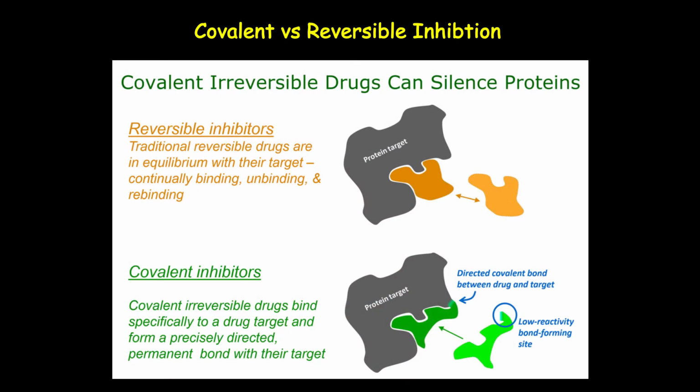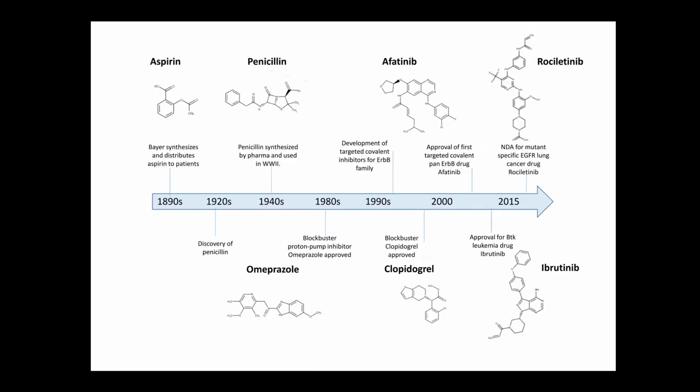Ibrutinib binds in a covalent way. I talked a little bit about this. It binds and it's stuck there. Now, this is just a little history of covalent inhibitors, and I just want you to see ibrutinib is the last in a long, great line of inhibitors, starting with aspirin and penicillin. I forgot that penicillin is an irreversible covalent inhibitor, as is omeprazole, as is clopidogrel.